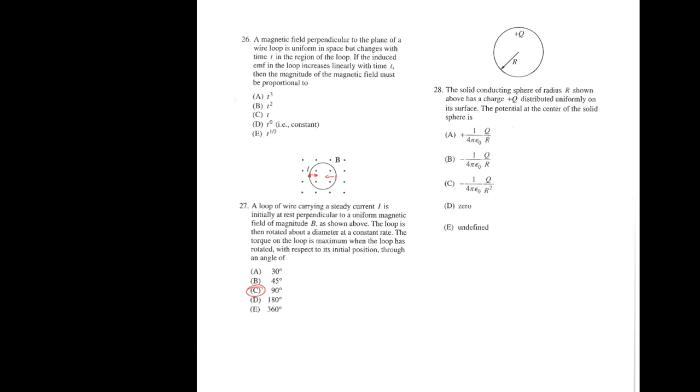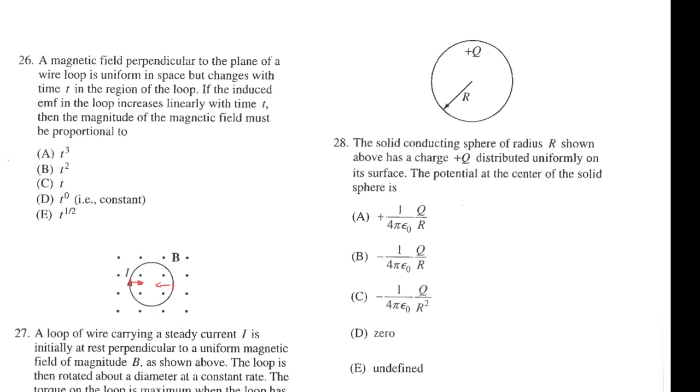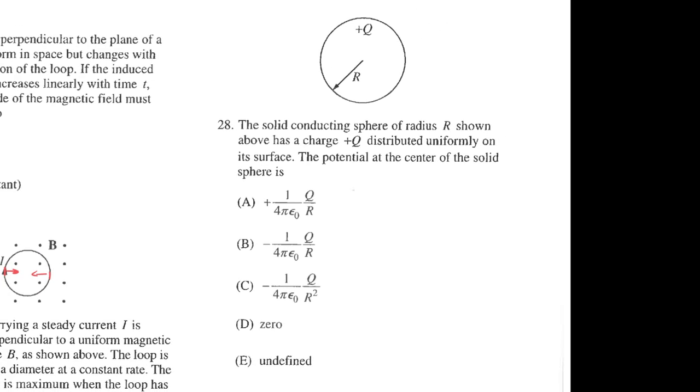Yes, Abhinav? Going back to the questions previously, the ones that connected. The solid conducting sphere of radius r shown above has a charge of positive q distributed uniformly on its surface. I just figured it out. So I can stop reading now? No, nobody else has the question, but keep going. Yeah, you can keep going. It has a charge positive q distributed uniformly on its surface.